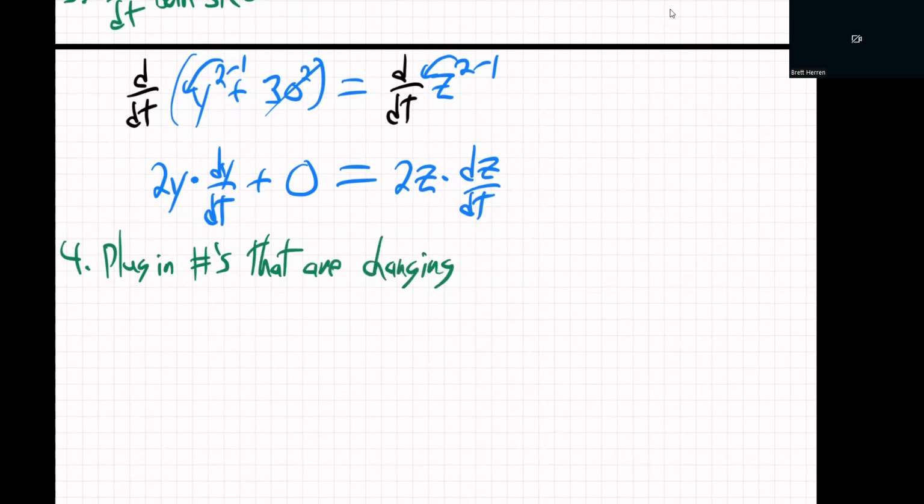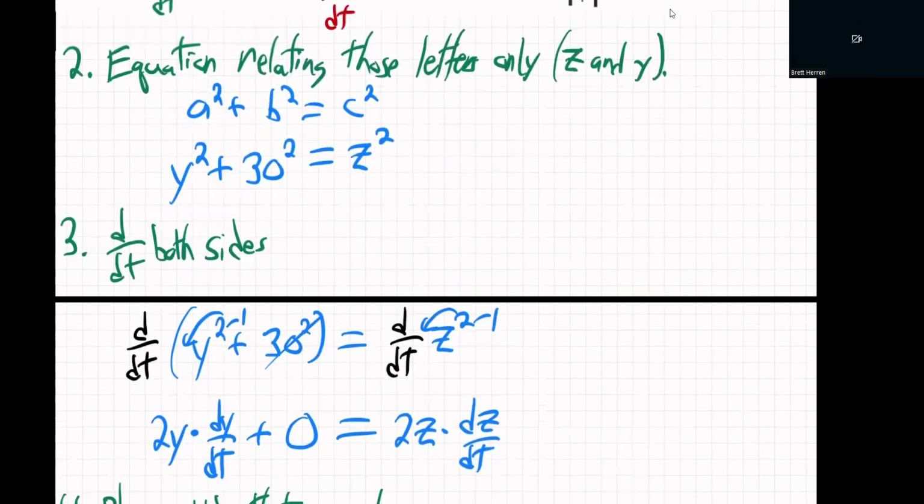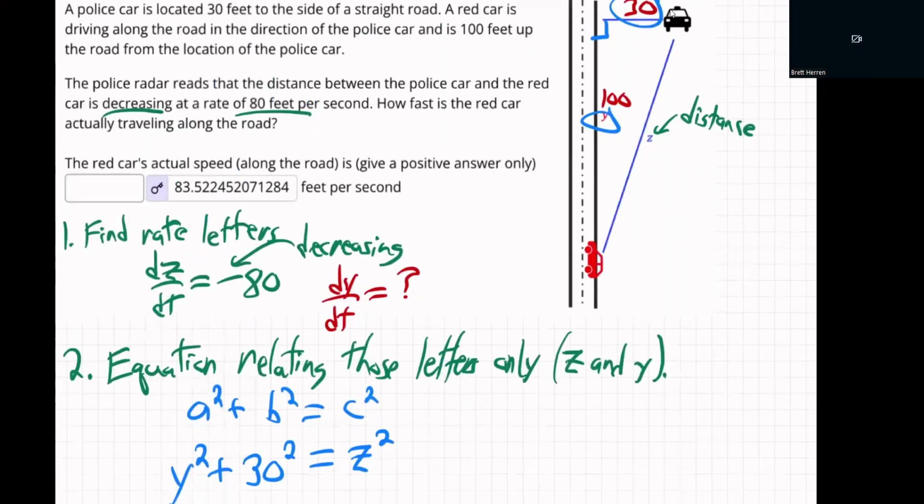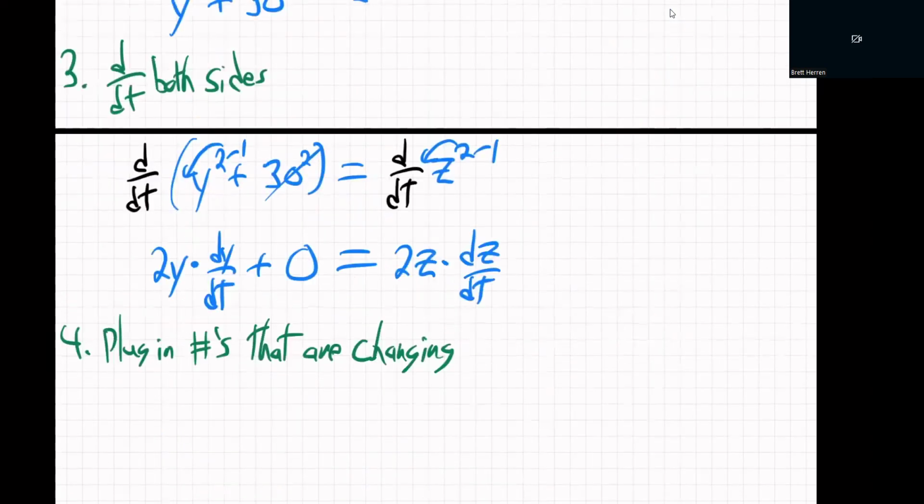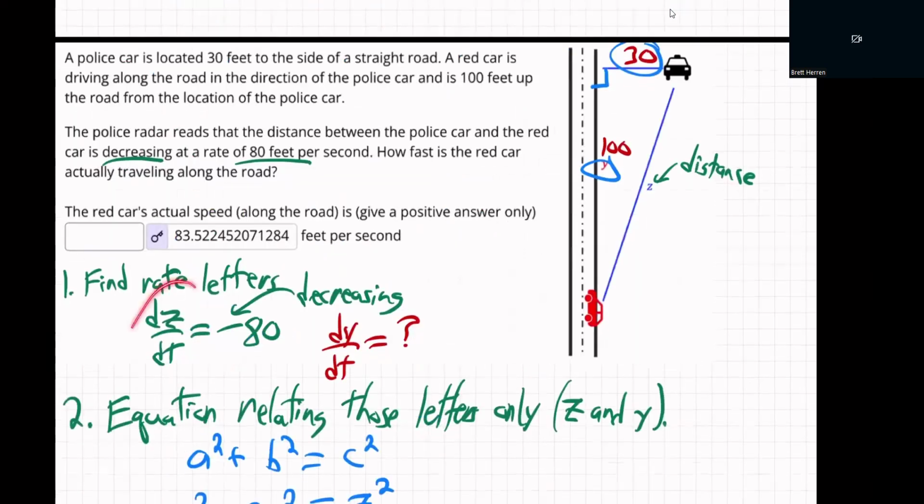So you can't plug in numbers that are changing beforehand because they're changing, right? You can't plug them in until afterwards, after you've done the derivative. Because if you take the derivative of a constant number, it just goes to 0. We needed a y there. y is changing. So now we can plug in, okay, y is 100. What do we need here? We've got y is 100, dy/dt, and z. Do we know? Oh, there's dz/dt. We want dy/dt.